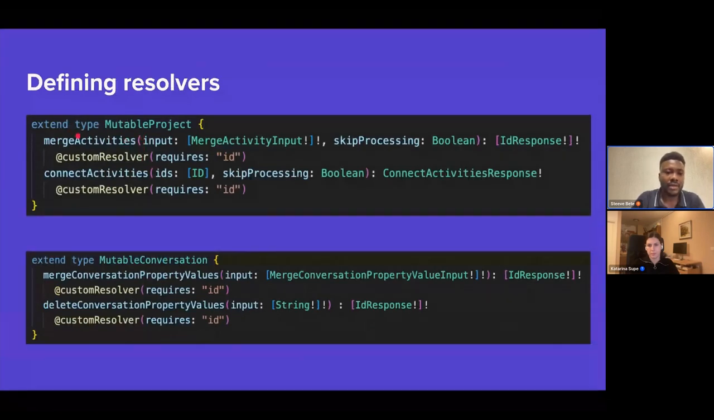So here we have these two resolvers on the mutable project, and we have other resolvers on the mutable conversation one. And effectively, we have two accessories that separate the reads and the writes. Okay, so this is how we're able to overcome our security challenges. The first one being isolation, and the second one being read and write, by just having separate accessories.